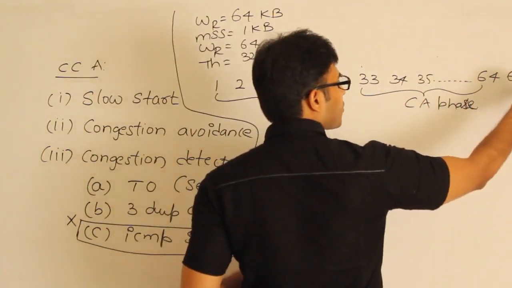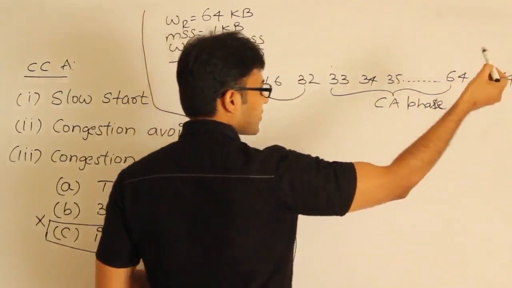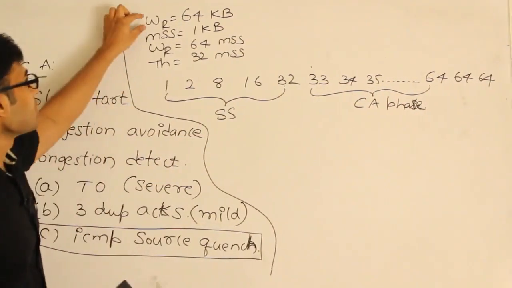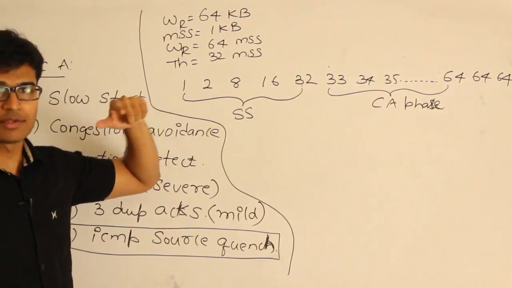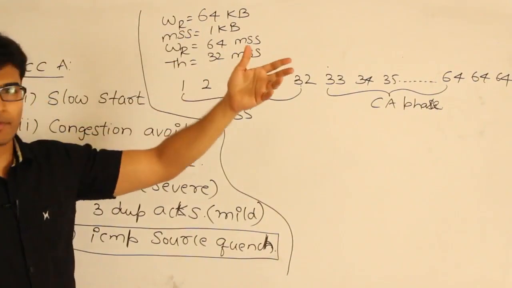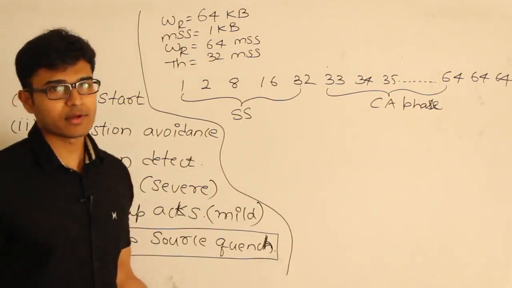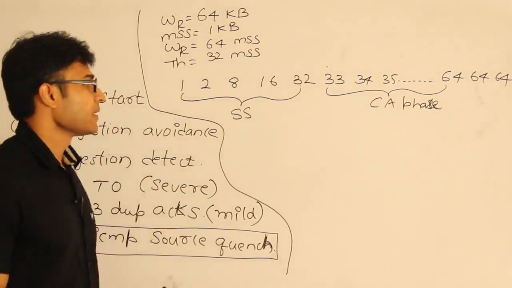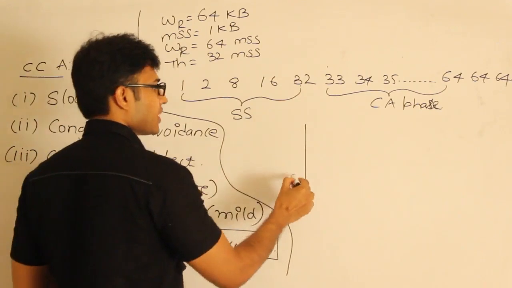There is no point in sending beyond 64 MSS, because the receiver can hold only 64 MSS at any time. Therefore, there is no point in sending more than 64 packets when the receiver is clearly saying that my capacity is 64, right? So if you look at the graph, it looks like this.